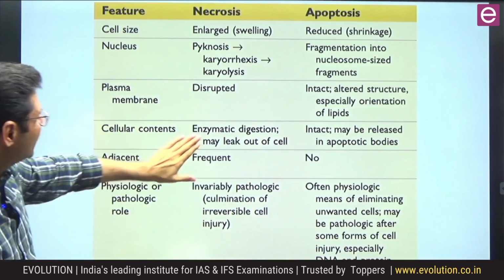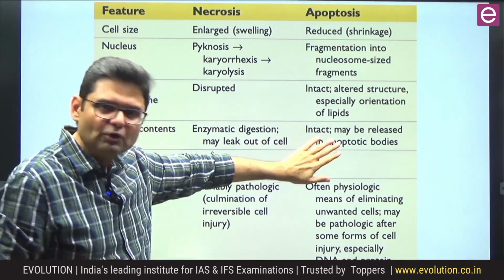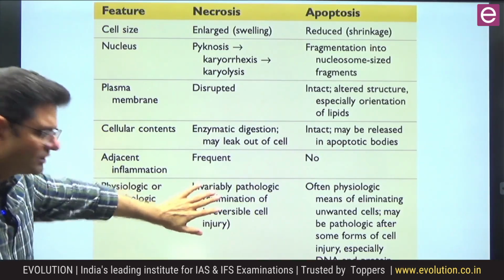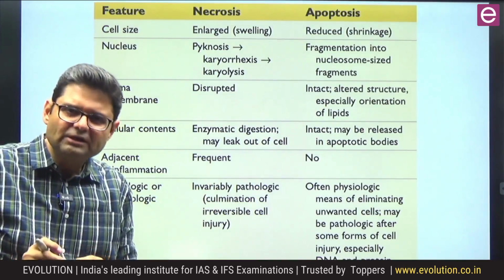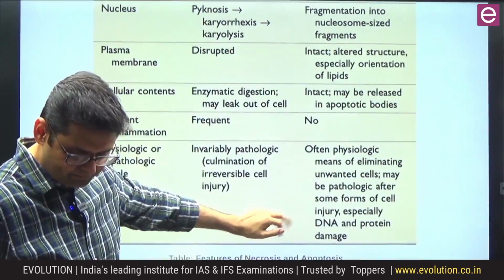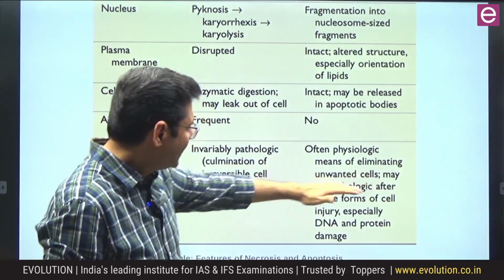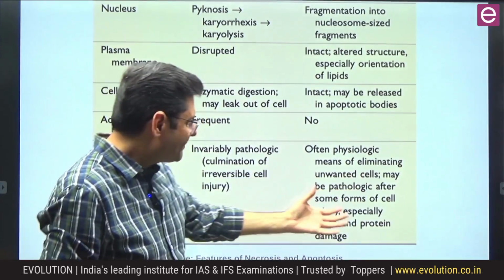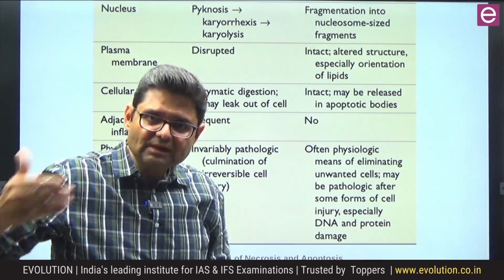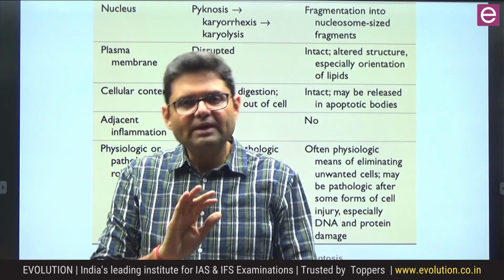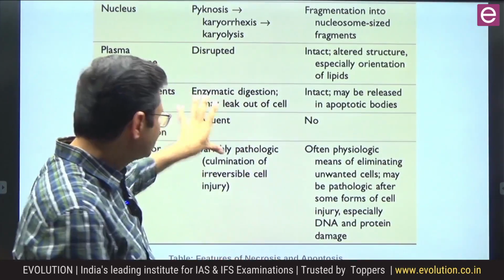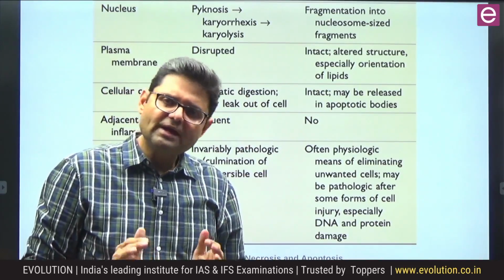Adjacent inflammation in necrosis, yes. In apoptosis, no. Physiologic and pathologic role: necrosis is invariably pathologic. It leads to some kind of injured tissue, some kind of unwanted outcome. And apoptosis is often a tool of eliminating an unwanted cell, which may be pathogenic after some forms of injury like DNA damage. So before such cells cause damage, they will themselves be eliminated. So that is your short, ready-to-use tabular summary of the difference between apoptosis and necrosis.